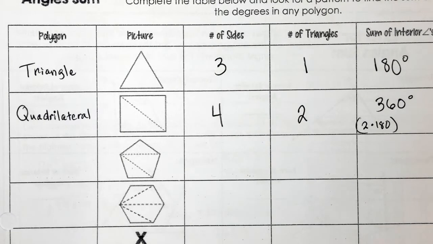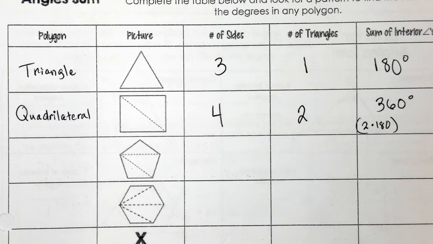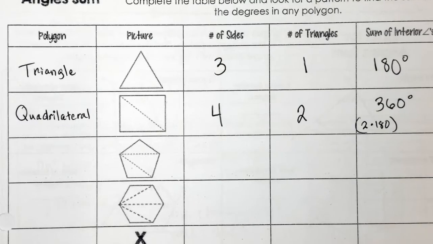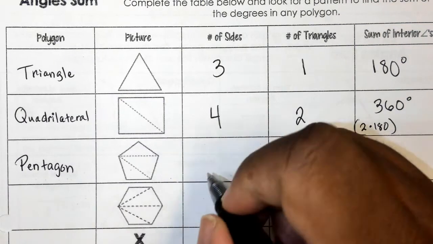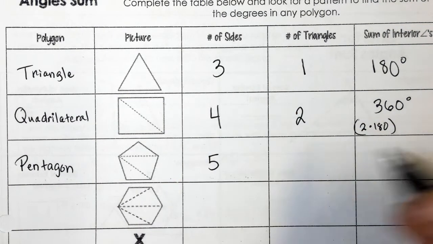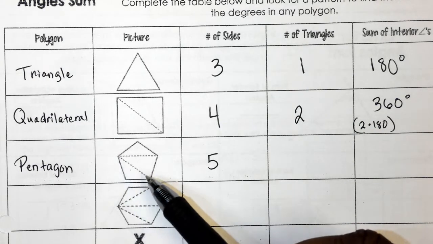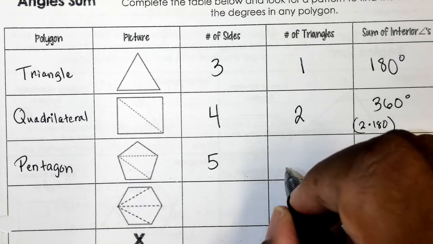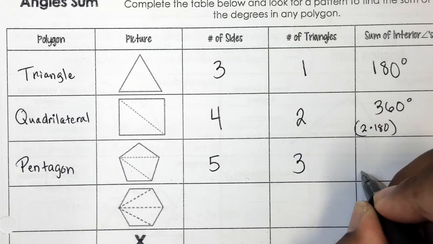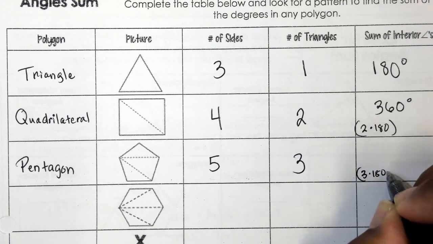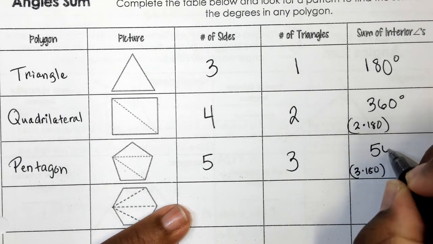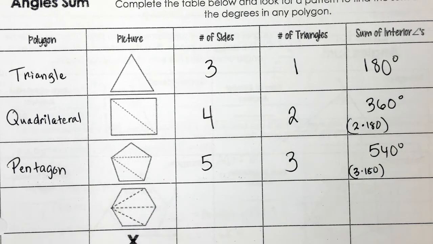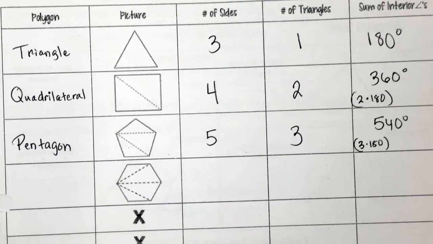Next one, 5-sided figure. What we call those? Pentagon. A pentagon has 5 sides. If you look over here, that's showing you from any vertex, you can create 3 triangles inside of a pentagon. That's the case, 3 times 180 will tell us what the sum of the interior angles would be, which is 540 degrees. Also, y'all gonna need calculators today, because I'm gonna be calculating a lot of stuff.